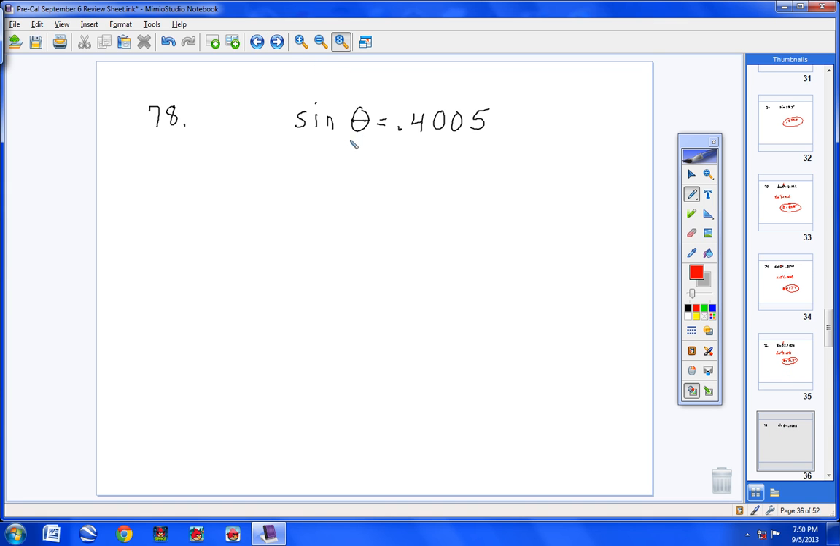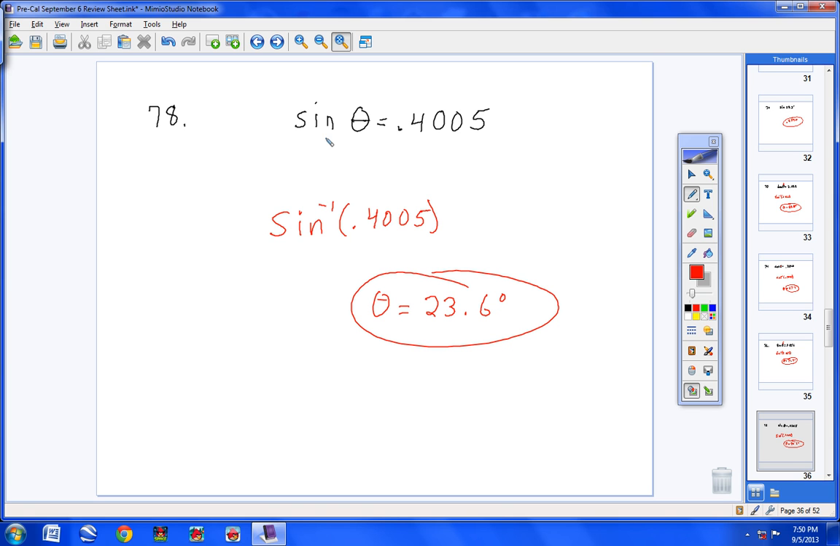Number 78. We're looking for this missing angle. So we hit second sine, and when I do, up pops sine to the -1 parentheses, and then type in 0.4005, hit enter, and you'll get theta equals 23.6 degrees. So in other words, if you take the sine of 23.6, you would get 0.4005 or something close to that.